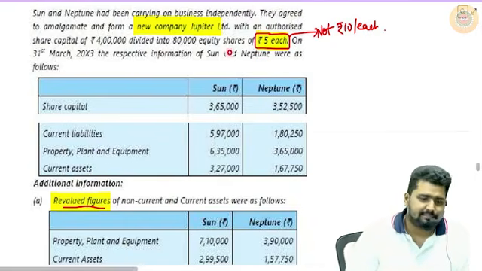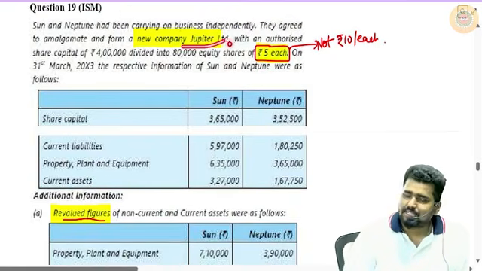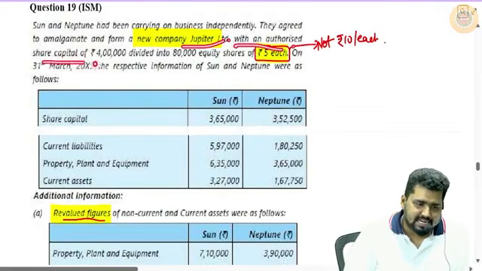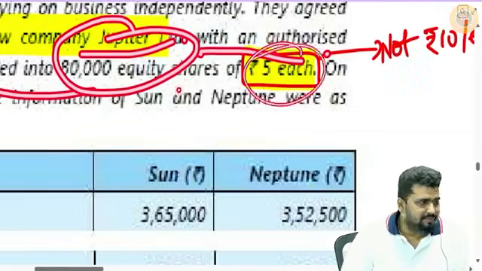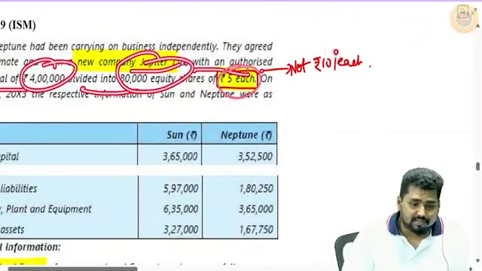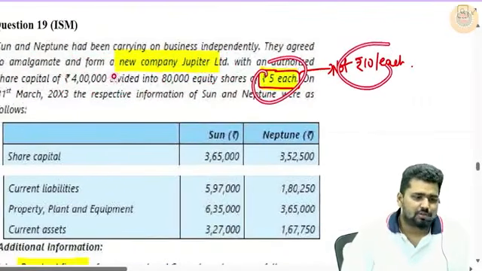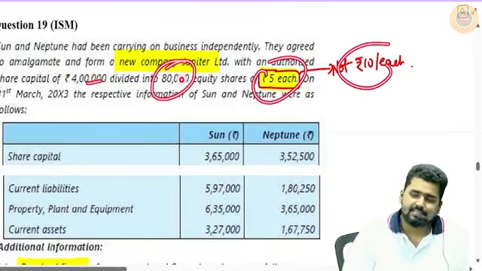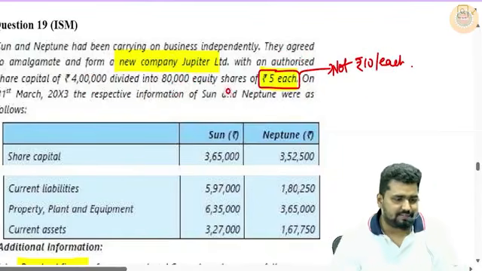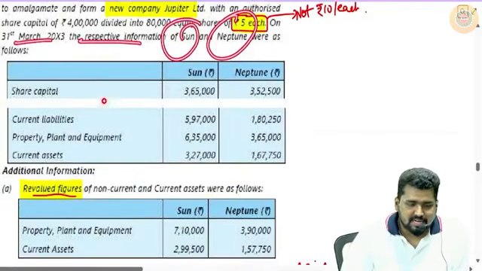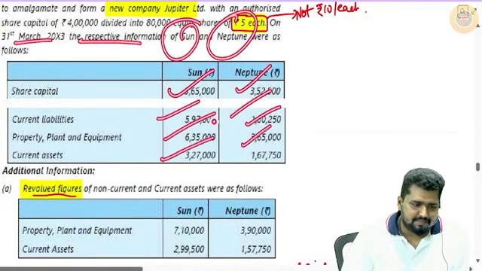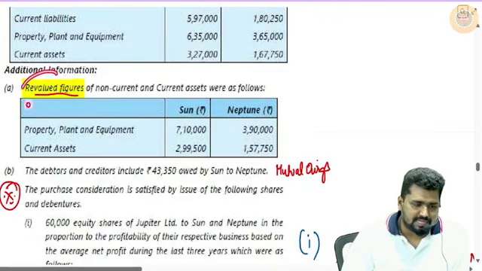Listen. This new company is called Jupiter Limited with an authorized share capital of how much? 4 lakh, which is divided into 80,000 equity shares. People will miss on this, it is not 10 rupees, it is 5 rupees per share. So authorized capital is 4 lakh rupees, divided into 80,000 shares of 5 each. On the 31st March, the respective information of Sun and Neptune was given: share capitals, current liabilities, PP values, and the current assets values. Additional information.